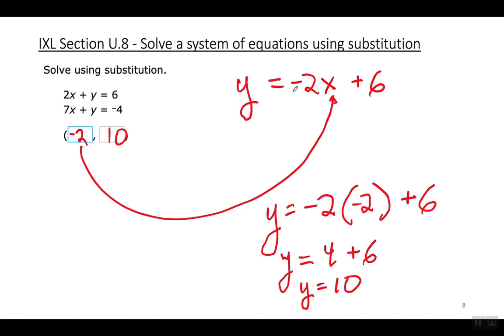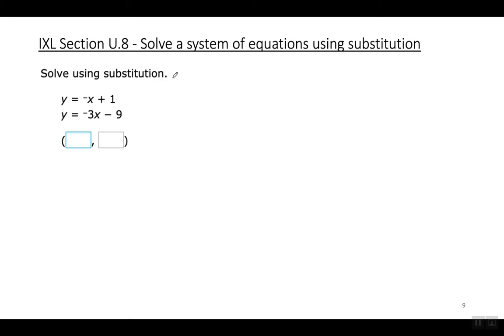All right, let me do another example. Okay, so again on this one, I already have y isolated. So let's take this expression right here, the negative x plus 1, and plug it in right here for y. So that it'll say negative x plus 1 equals negative 3x minus 9. All right, so let me first solve for x.